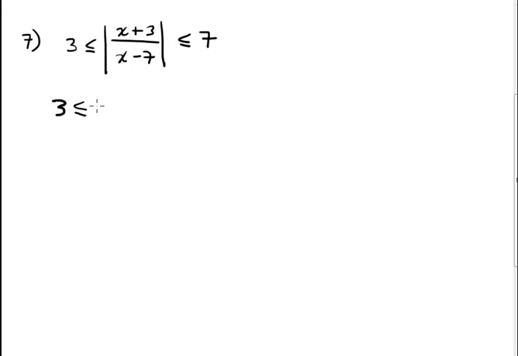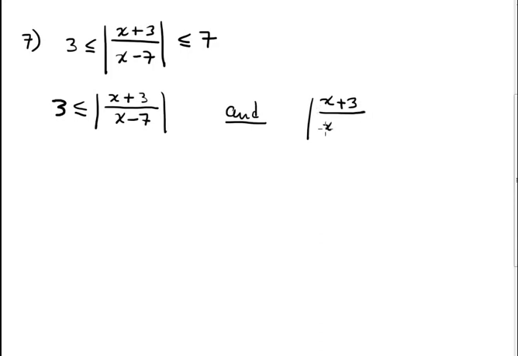3 less than or equal to the absolute value of x plus 3 over x minus 7, and remember, when you separate one inequality, you must write the connecting word. In this case, it is "and"; in other cases maybe it's "or". And the absolute value of x plus 3 over x minus 7 is less than or equal to 7.